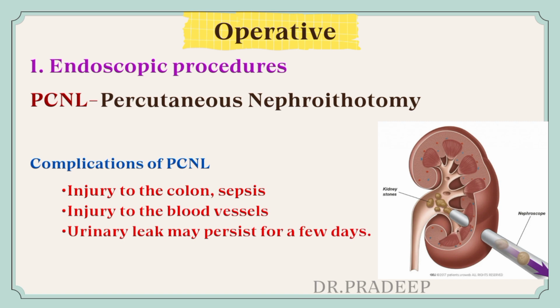The needle is withdrawn, with the guide wire left within the pelvis. Dilators are passed over the guide wire and a working sheath is introduced into the pelvis. A nephroscope is passed into the pelvis and if the stone is small, it can be taken out. If it is big, it may have to be crushed using ultrasound probes and the fragments are removed. Complications of PCNL: injury to the colon, sepsis, injury to the blood vessels. Urinary leak may persist for a few days.